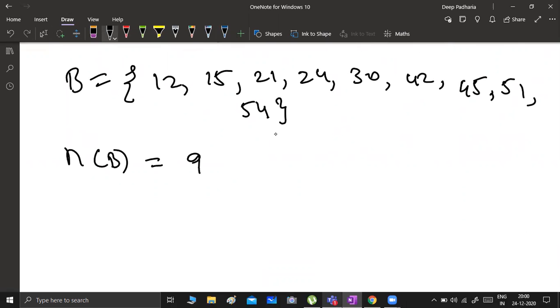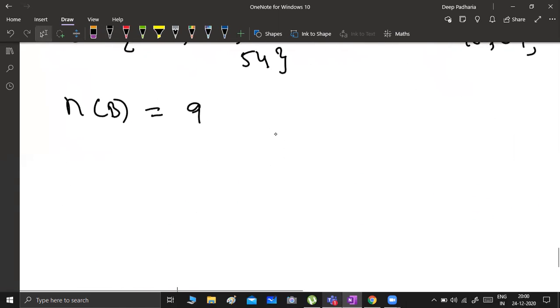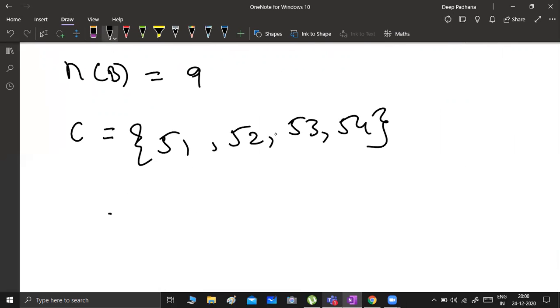Talking about the third event, that is the event C. Event C में मुझे क्या बोला है? The number is greater than 50. 51, 52, 53, 54. N of C is equal to 4. Any doubts in here?